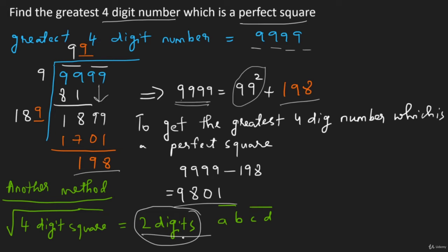Alright. Now the greatest 2-digit number is 99, right? You have two places. You fill both the places with 9 and 9. So you get 99, which is the greatest 2-digit number. Therefore, if you take 99 square, you will get 9801, which is the greatest 4-digit number which is a perfect square.